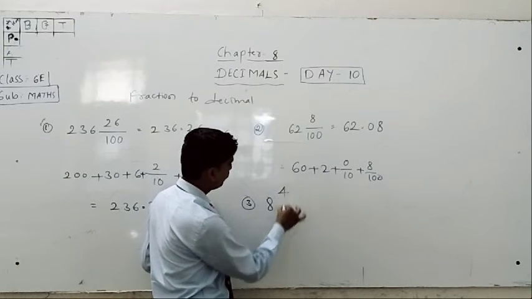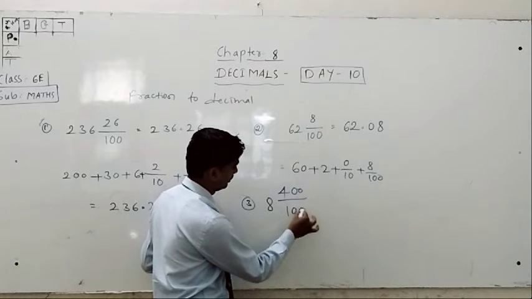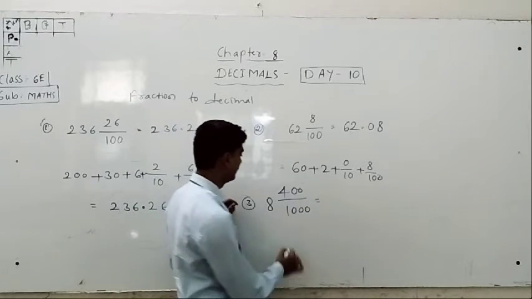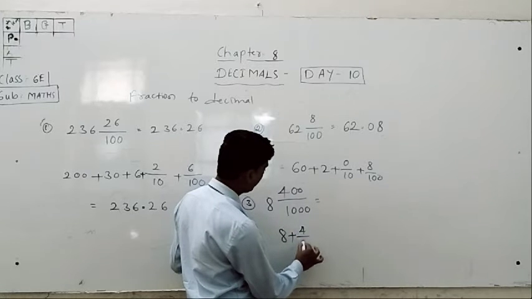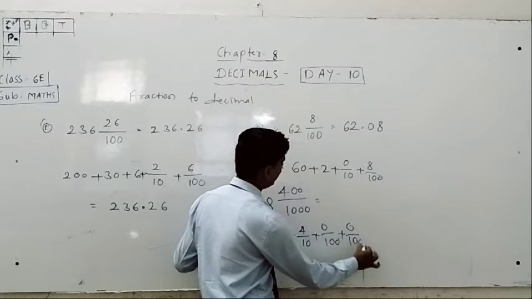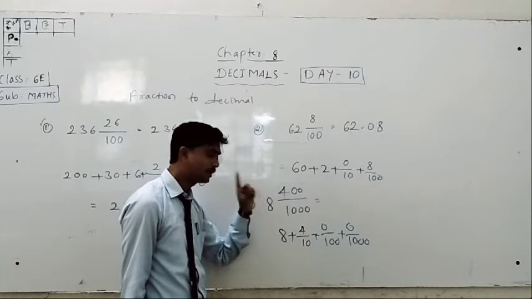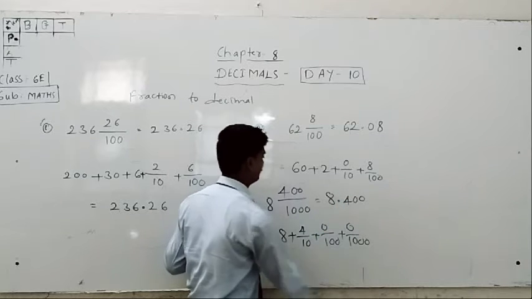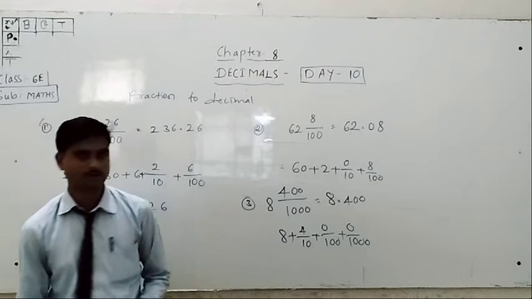Another one, third one. 8 whole 400 by 1000. If this type of problem is given, you should do it directly, because 8 plus 4 by 10 plus 0 by 100 plus 0 by 1000, because they give the 1000th place, 100th place, 10th place, unit place. Then you have to write 8.400. Okay, write down this one.